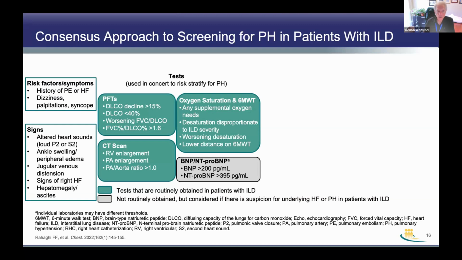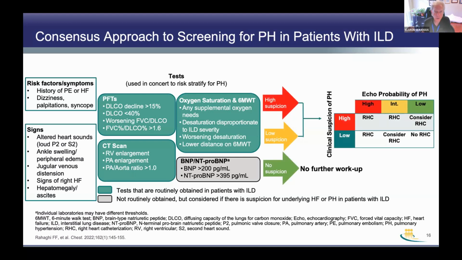Oxygen saturation and 6-minute walk tests clearly are measures of progression. They won't distinguish which is progressing, but clearly if they are getting worse and the signs of interstitial lung disease are not changing, it's really time to think about pulmonary hypertension. And of course, the BNP may also be helpful as it starts to rise.